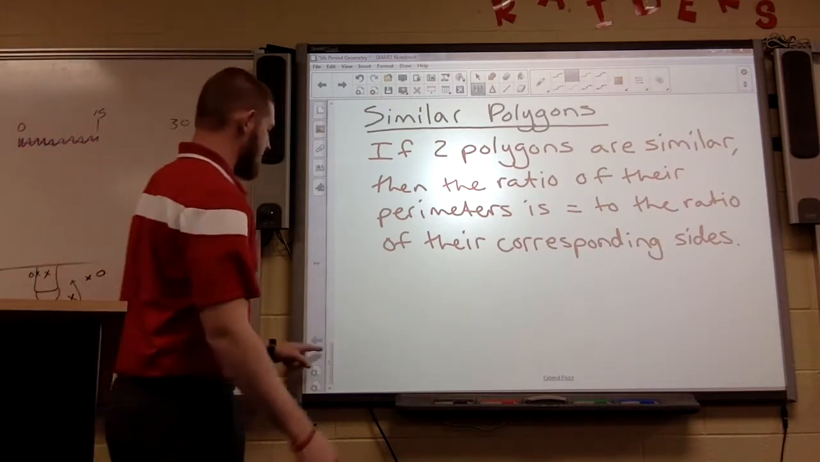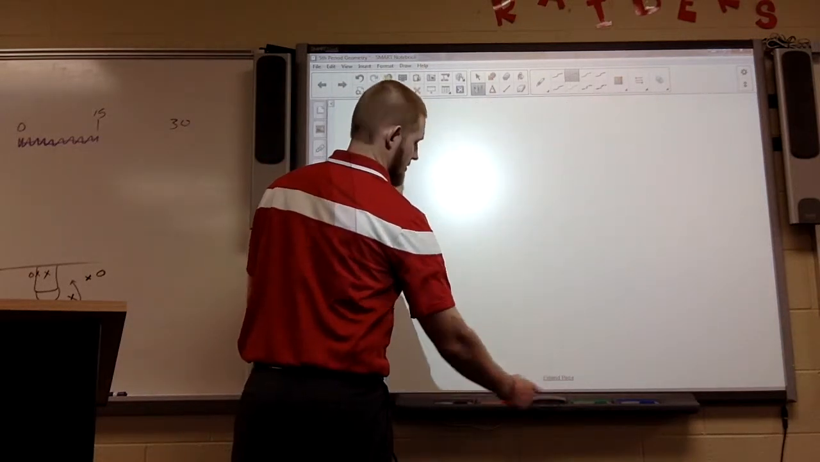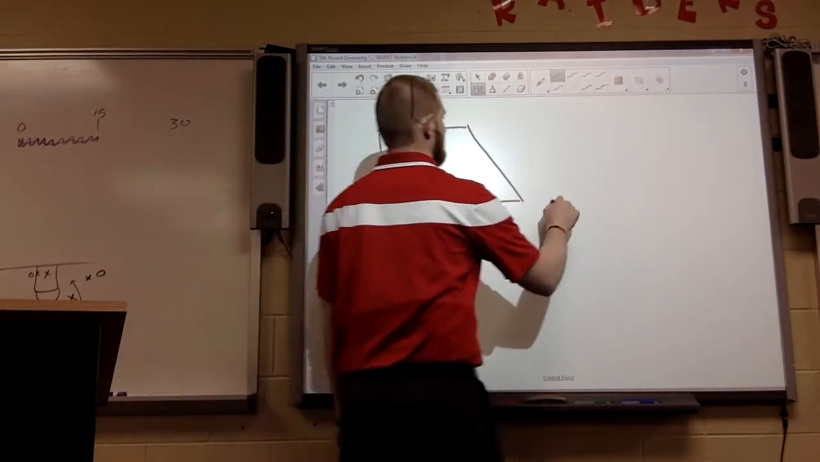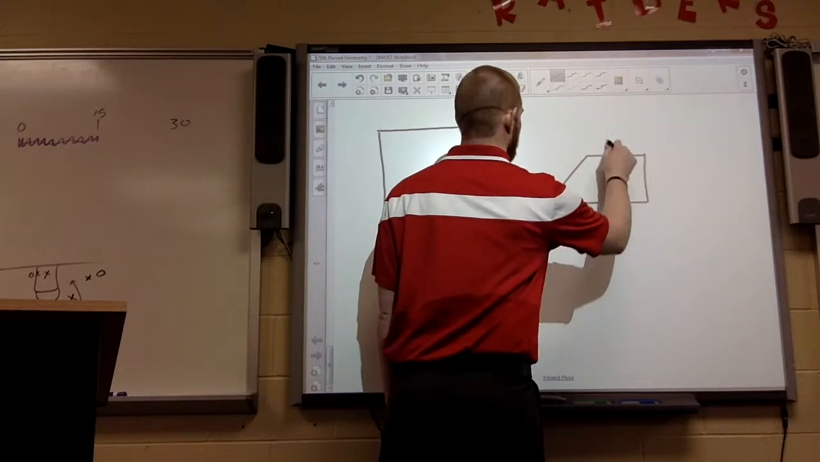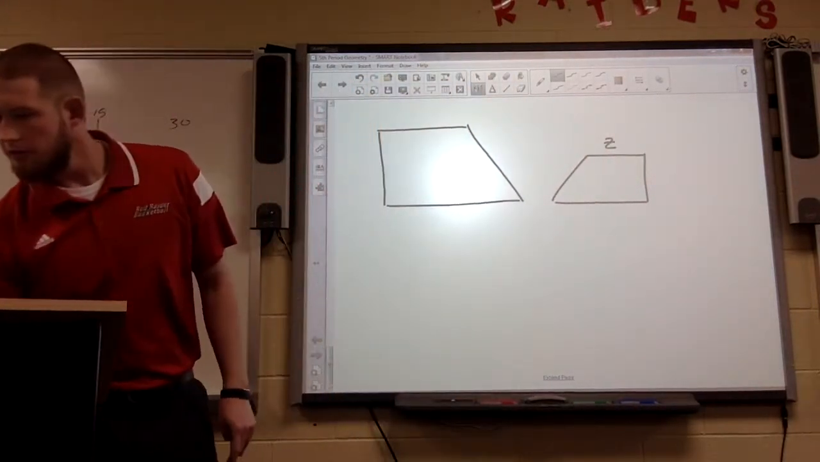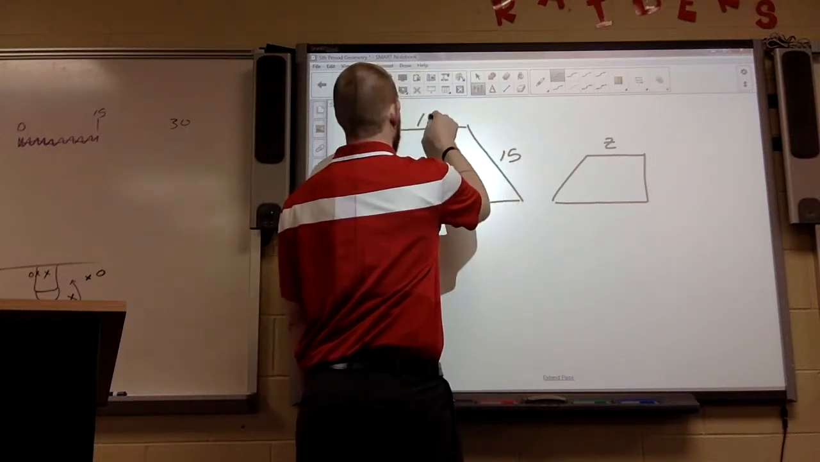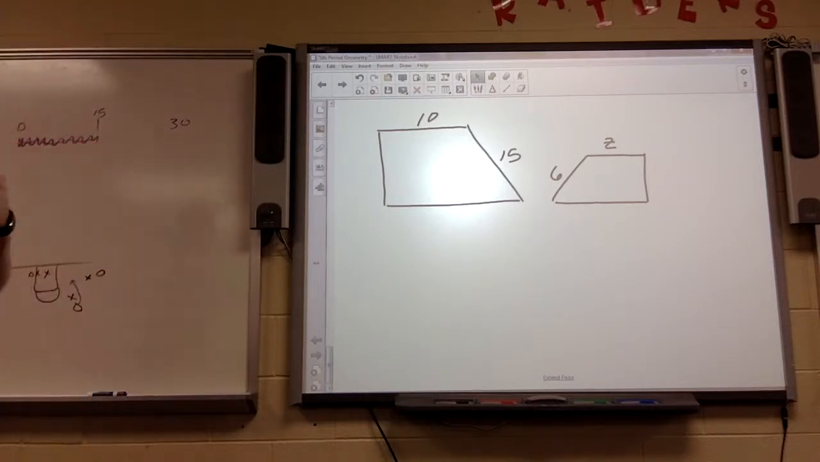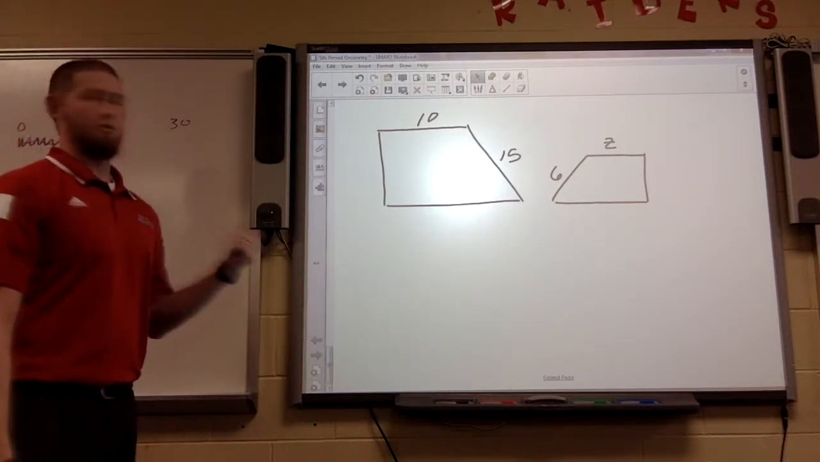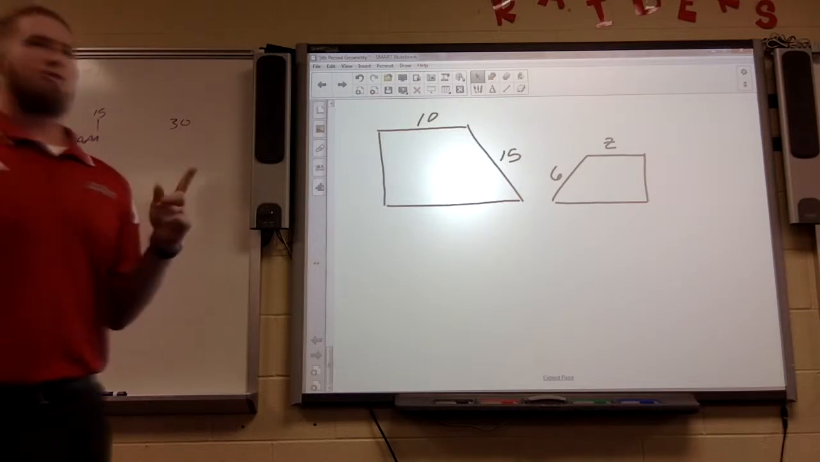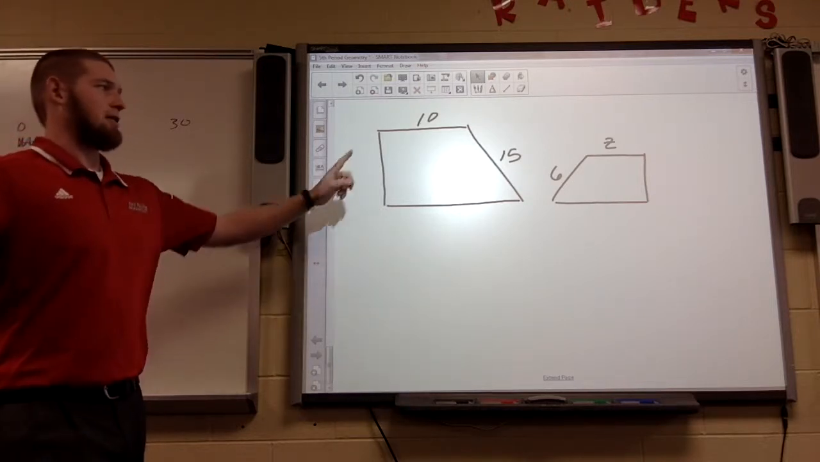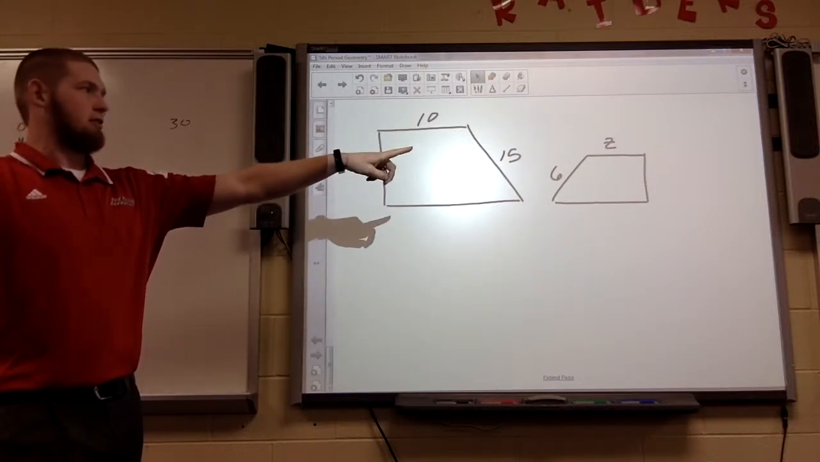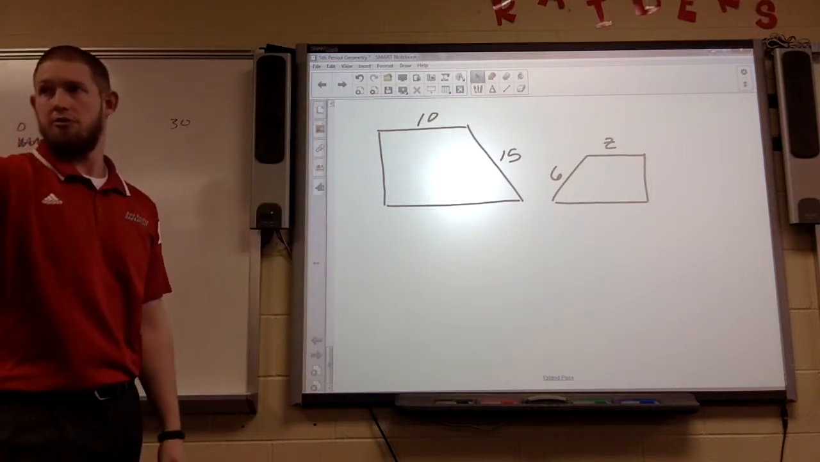So, with that information, let's try one more problem here. If I tell you from the get-go that these two figures are similar, first of all, do I have enough information to figure out what the actual perimeter of this is? Or the other one over there? No. But, Daniel, can I figure out what the ratio of their perimeters is?